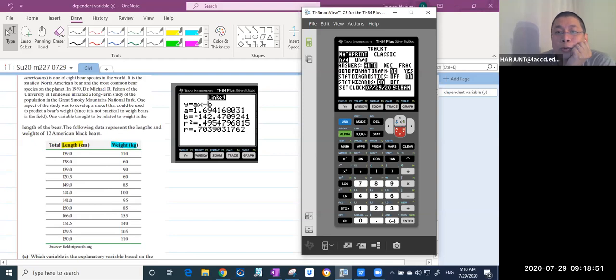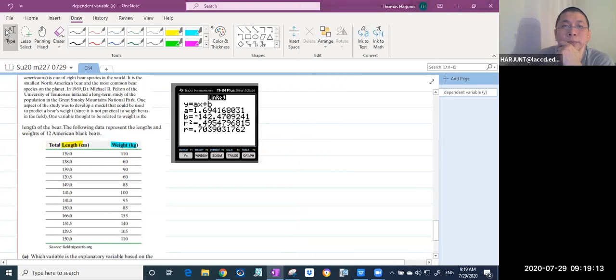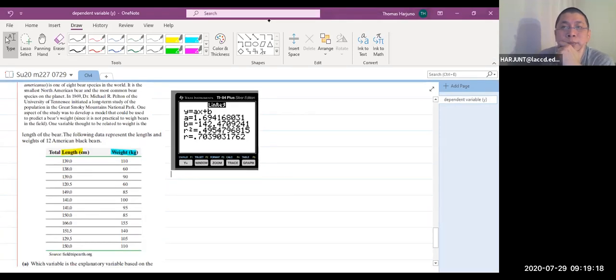Remember yesterday I went through this stat diagnostic. I went to this stat diagnostic and turn it on. And turn it on here. Okay. Then, yeah, we get the linear regression right now.